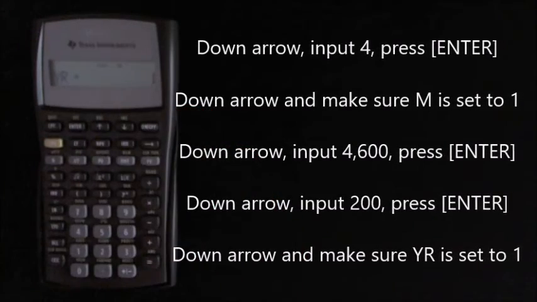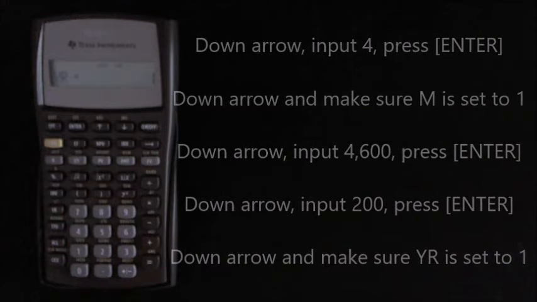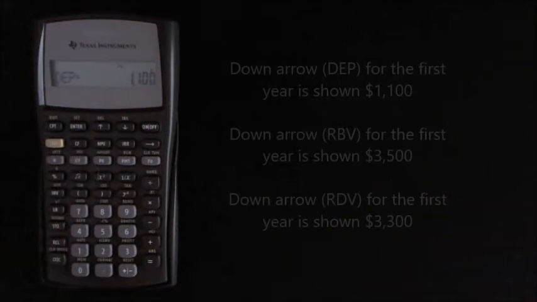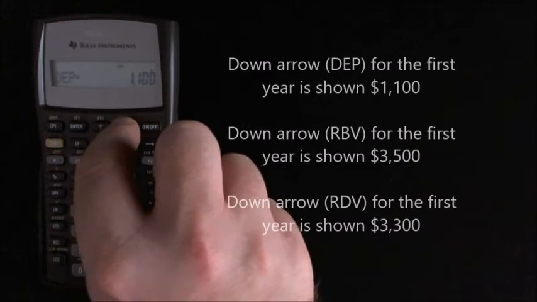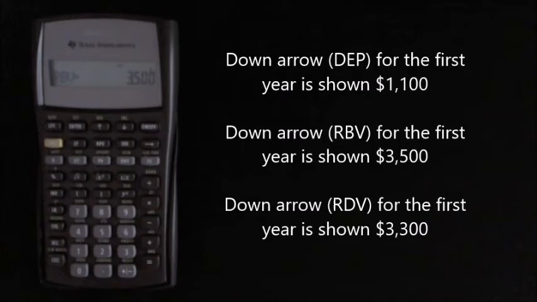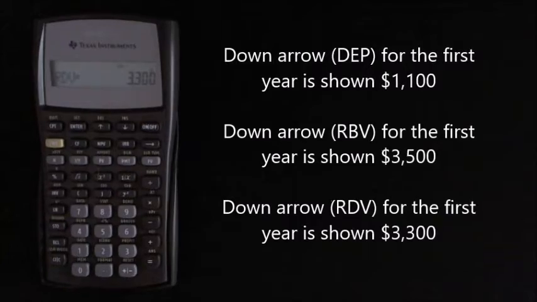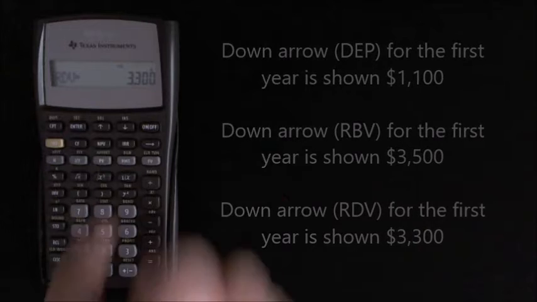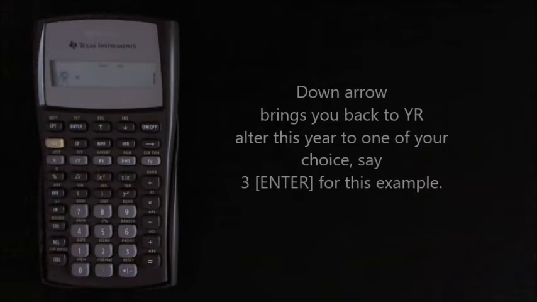And then press the down arrow again, and in this case we want to calculate the numbers for year 1, so we leave it as the number 1, and down arrow again, and that gives you firstly the depreciation for that year, down arrow again, it gives you the remaining book value of the asset, and down arrow again, and it then gives you the remaining depreciation value. So if we press down arrow again, it brings you back to the number of years.